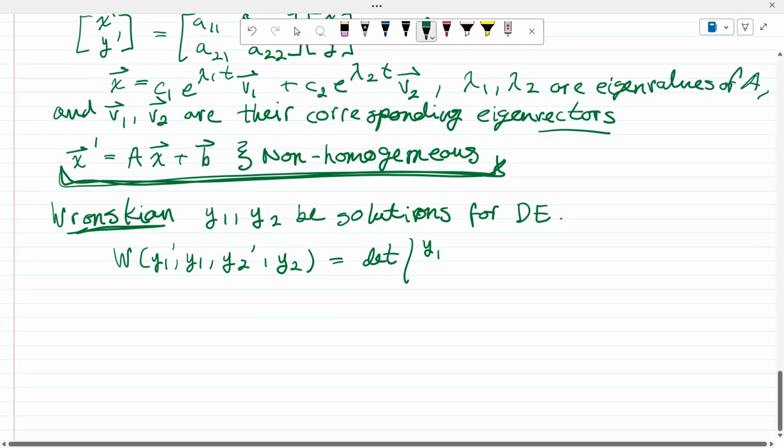y1, y1 prime. Oh, wait. Let me just double check on my notes. I don't trust my gut. Okay, yeah, my gut was wrong. It's good I double checked. y1, y1 prime, and then y2 prime here. So we look at this determinant, and then of course it's equal to this.